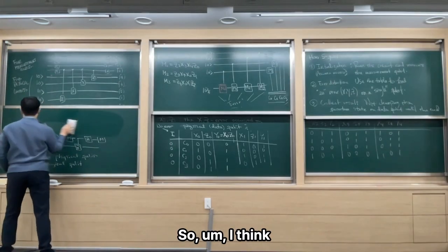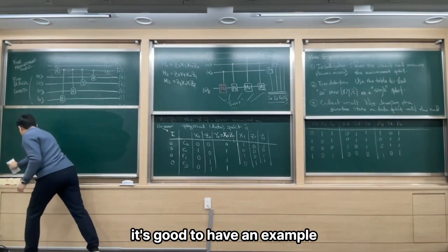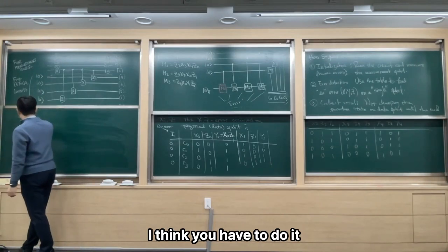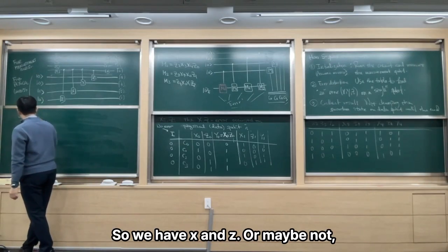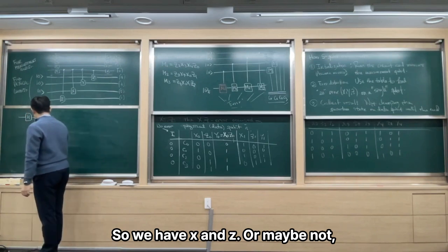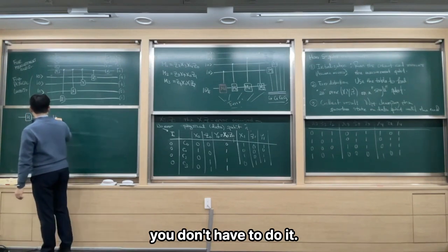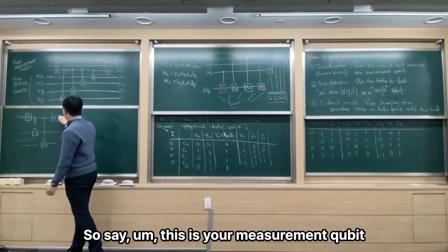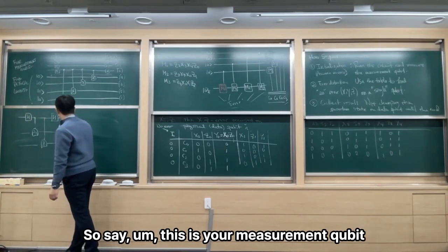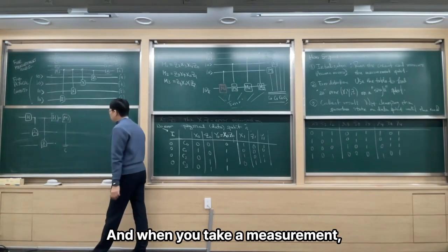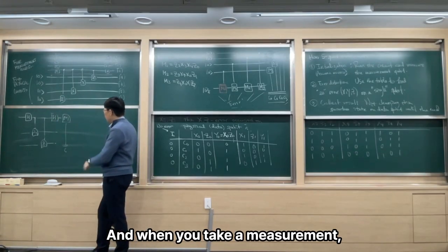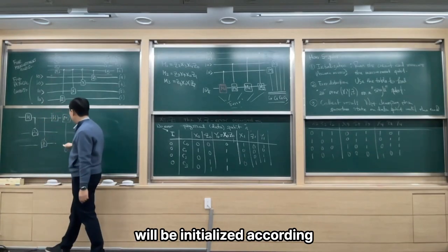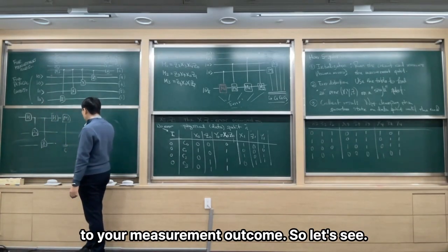So think about this simple case. I think it's good to have an example before we move on, because I think you have to do it once in your life. So we have X and Z. Well, maybe now you don't have to do it. Anyway, let's do it here. It's a very simple calculation. Say this is your measurement qubit, and you take a measurement here. When you take a measurement, your data qubit, which consists of 2 qubits, will be initialized according to your measurement outcome. So let's see.